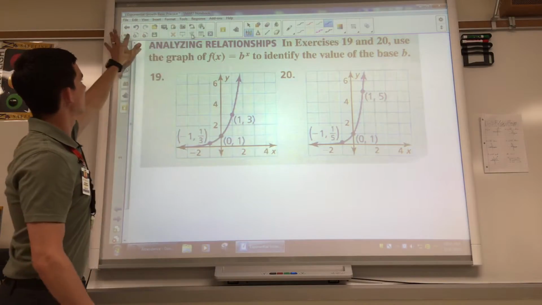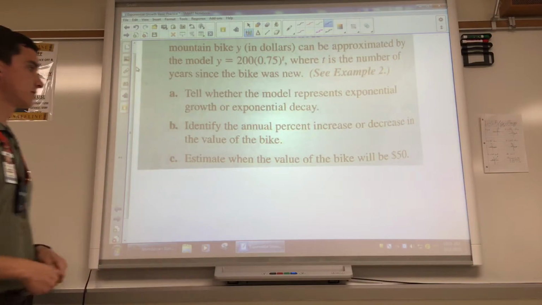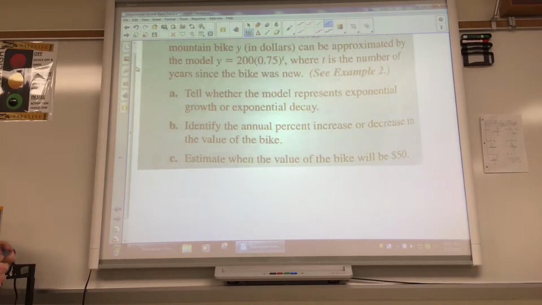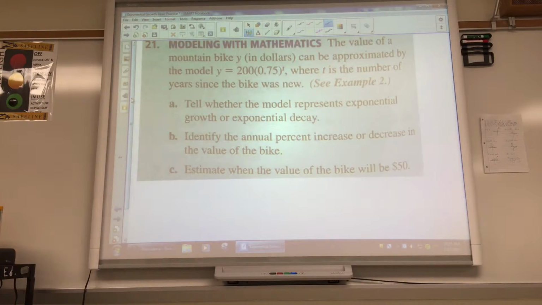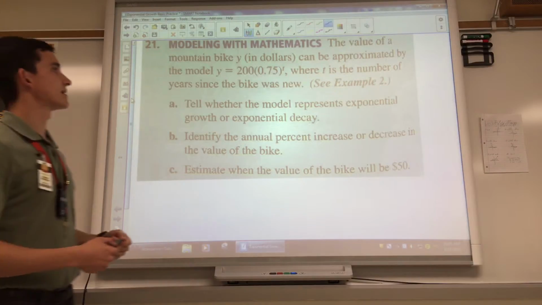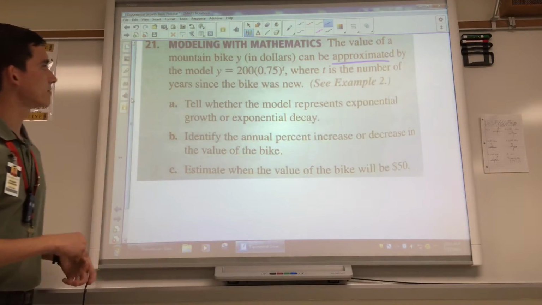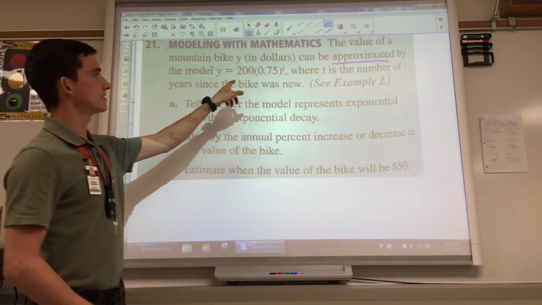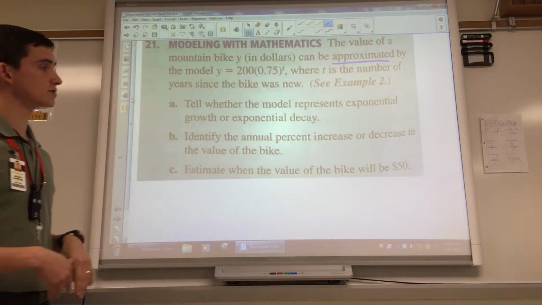Okay. Now, a few things I want to point out with this. Let's just work one of these examples fully together. The value of a mountain bike, y in dollars, can be approximated by the model y equals 200 times 0.75 to the t, where t is the number of years since the bike was new.